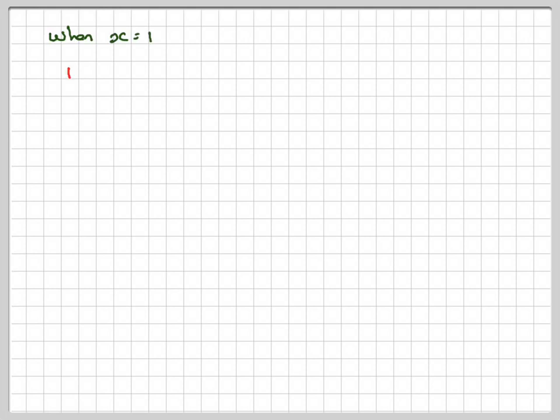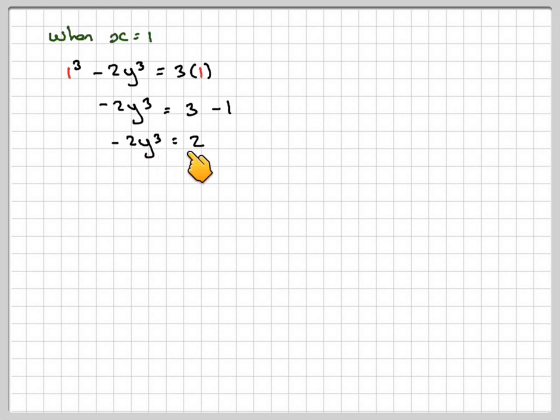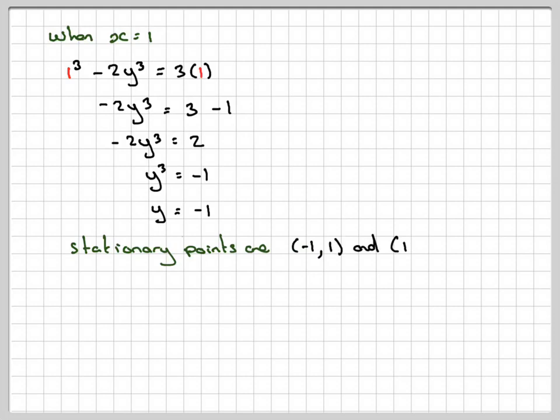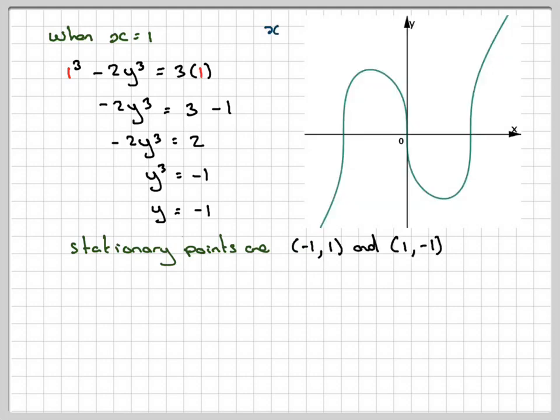When x is equal to 1, we're going to have 1 cubed minus 2y cubed is equal to 3. So we're going to have minus 2y cubed is equal to 3 minus 1. So that's going to give minus 2y cubed is equal to 2, and therefore y cubed is equal to minus 1, and the cube root of minus 1 is minus 1. So the stationary points are (minus 1, 1) and (1, minus 1).